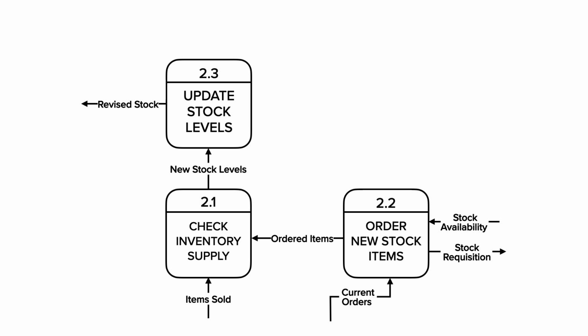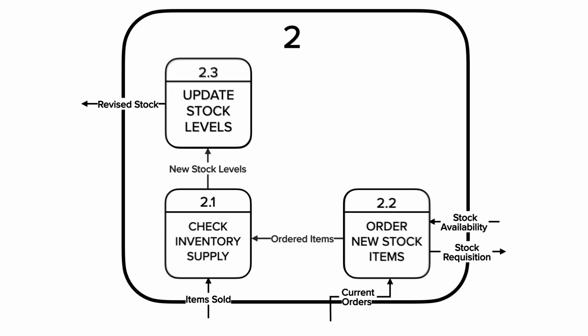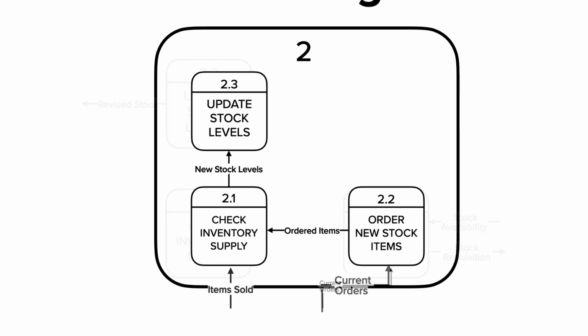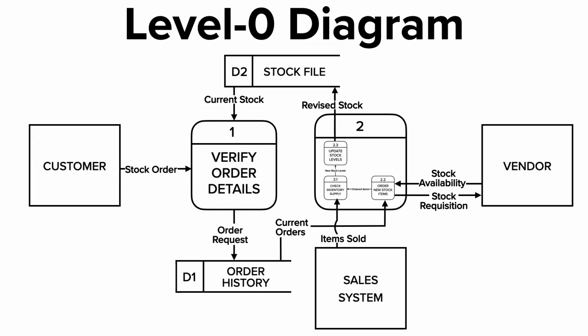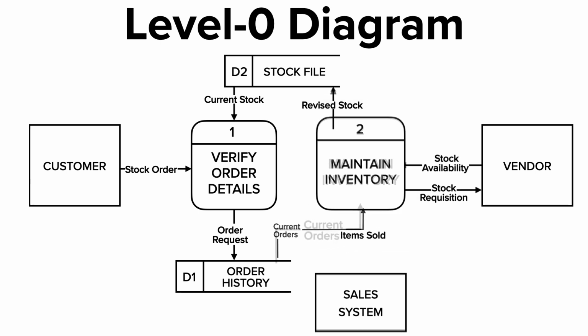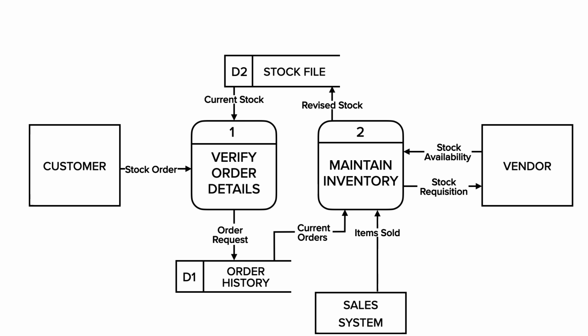As an important point of note, the inputs and outputs to and from the process of maintaining inventory don't change as we explode from a level 0 diagram into a level 1 diagram. And as I add the details of our level 0 diagram back in here, it is what we call balanced. It maintains the exact same inputs and outputs throughout the leveling, throughout the exploding. And this is what we call balancing.